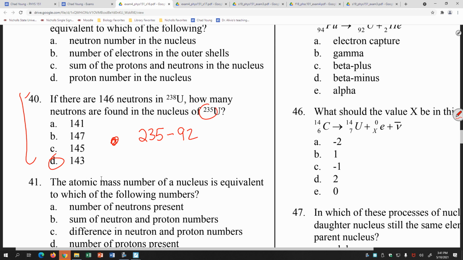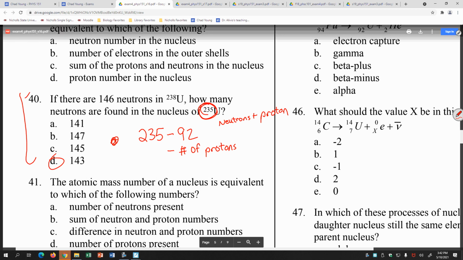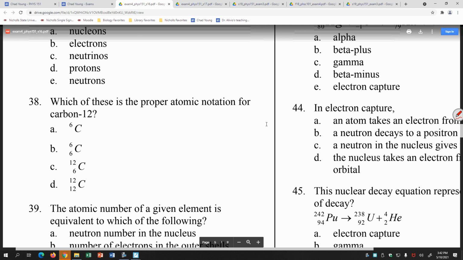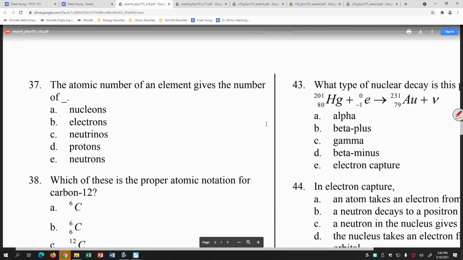And this number right here tells you the number of neutrons plus the number of protons. So if I want to know the number of neutrons, I subtract the total, the atomic mass number, minus the number of protons. You're going to have to do that. That's probably one of the only math problems that you'll have to do, is subtracting those things. Okay? So you know atomic notation.